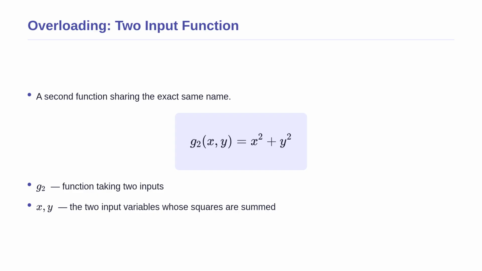Now, suppose we have a second formula that takes two inputs, x and y, and sums their squares. In math, we might call this g2. But in C++, we can also name this function g, sharing the exact same name as the first one. When you make a function call and pass two arguments instead of one, the compiler automatically ignores the first function and executes this one instead. It directs the data to the correct formula based purely on how many inputs you provided.